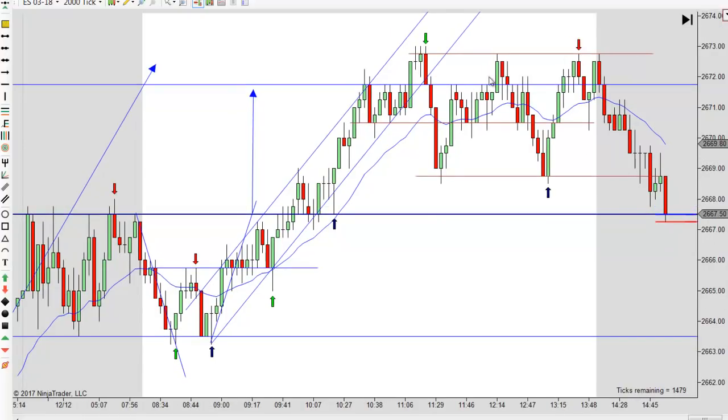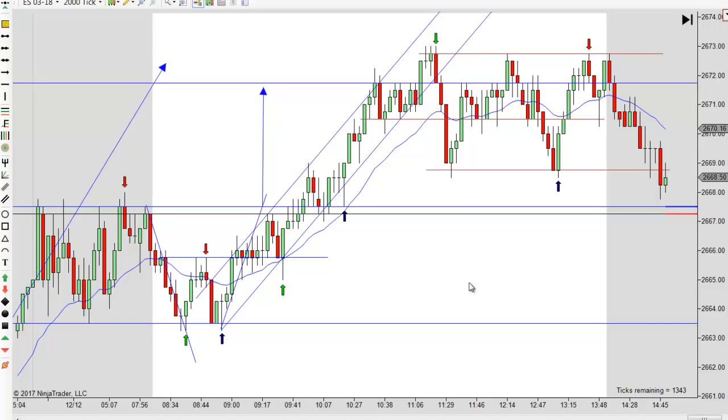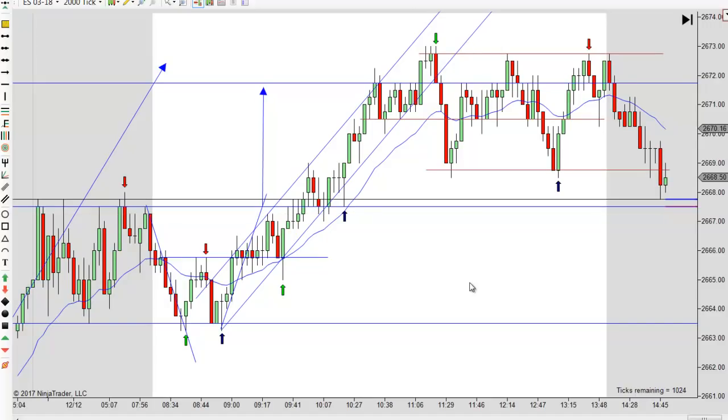And really, when you get in these ranges, the only thing you can really do is sell the highs and buy the lows. And even then, you need to be choosy about it. It needs to fit the rules. You need to have good signal bars and so forth, or else you're taking a risk. You may get stopped out.